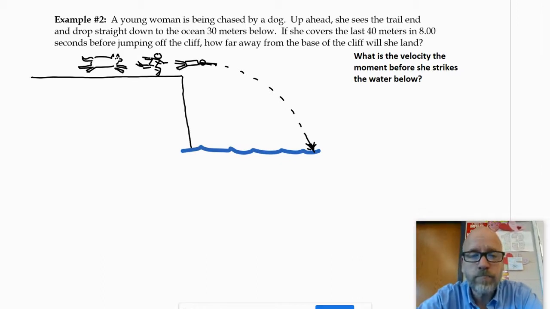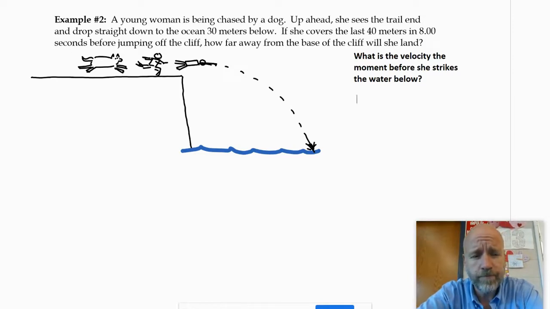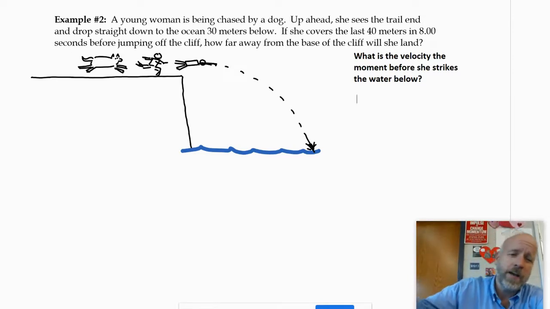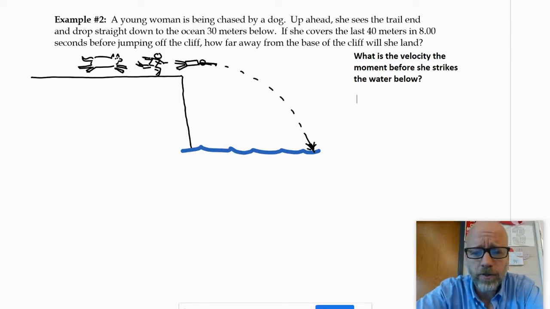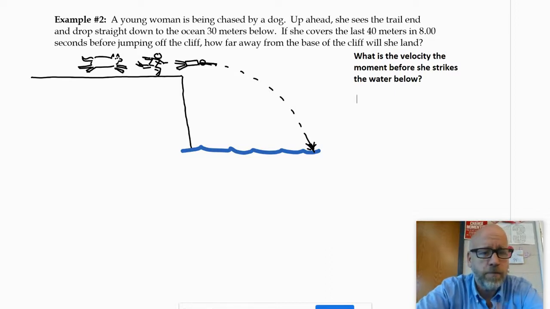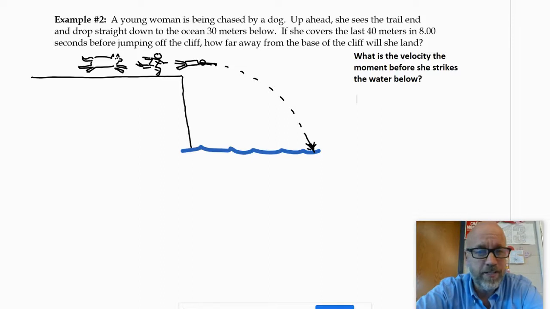And we're back. All right, on the back, example number 2. Why don't I read it out loud for you? It says, a young woman is being chased by a dog, a very large dog, Cujo-style dog. Up ahead, she sees the trail end and drops straight down to the ocean 30 meters below. That's over 90 feet. If she covers the last 40 meters in 8 seconds before jumping off the cliff, how far from the base of the cliff will she land?